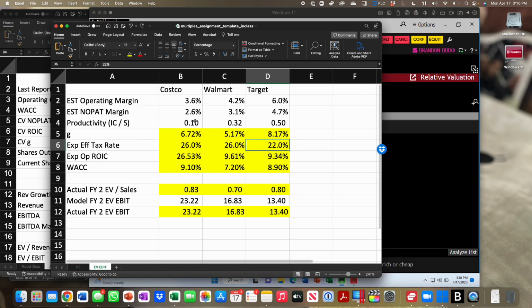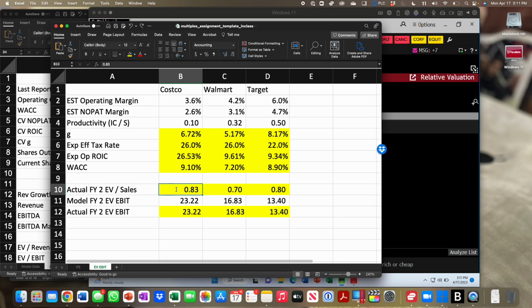Final multiple, EV to sales. Multiple number 3. I told you that EV to sales is basically how much value you create when you sell that next dollar of sales. Generally, Costco gets 83 cents of value when they sell something. Walmart gets 70 cents of value when they sell something. The bias should be because Costco has higher margins.